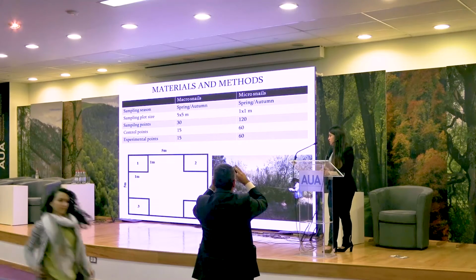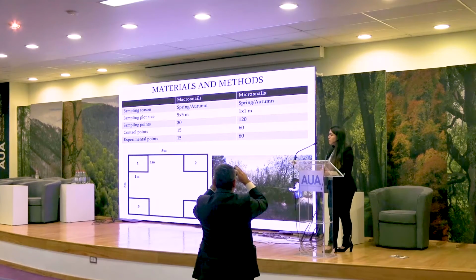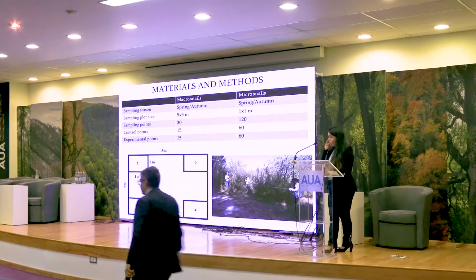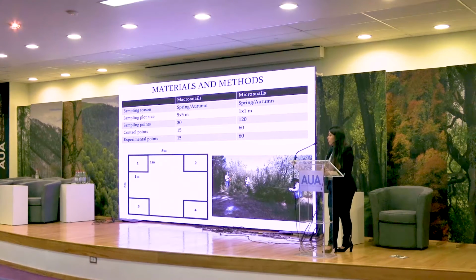For macro snails, you can do visual searching. For micro snails, you need some quantitative sampling, so you need plots and to sample soil, around 1 or 2 kilos. It depends on your research question and what you want to do. So we have different sizes for macro and micro snails: for macro snails it is 5 by 5 meters, so in total 25 square meters, and for micro snails we have 1 by 1 meters. This illustrates our plot sampling for the macro and micro snails.